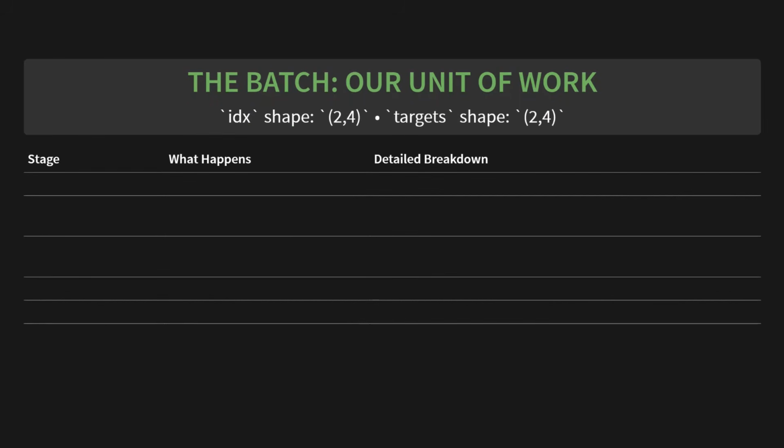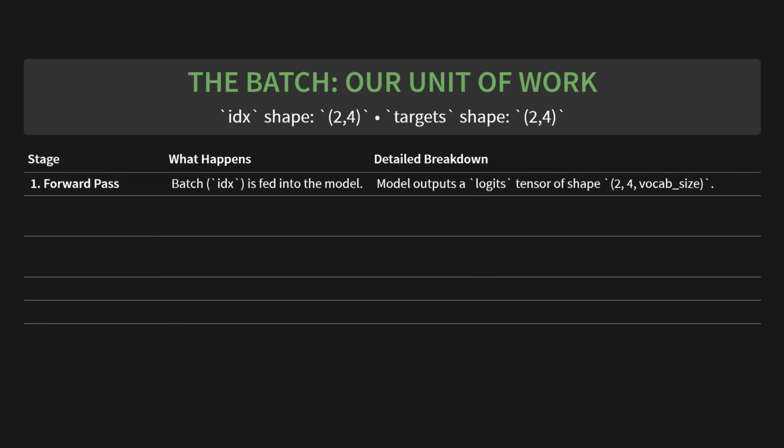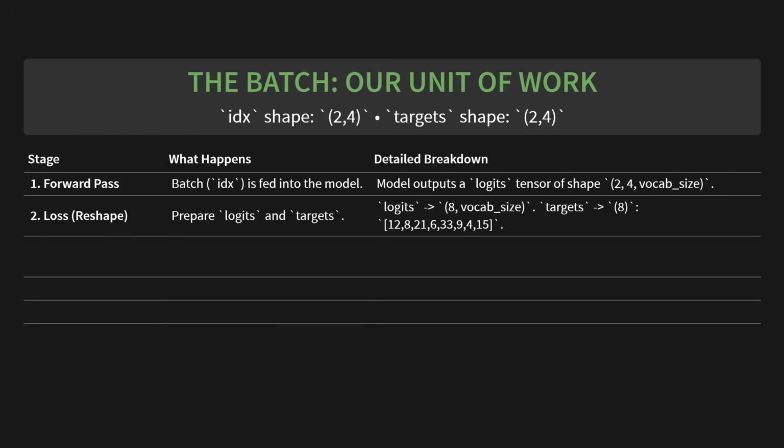Okay, let's walk through this entire 6-stage process together, step by step. This is how the learning actually happens. First, stage 1, the forward pass. The batch, our idx tensor, is fed into the model. The model processes both samples and outputs a logits tensor of shape 2 by 4 by vocab_size. Easy enough. Next, stage 2, loss reshaping.